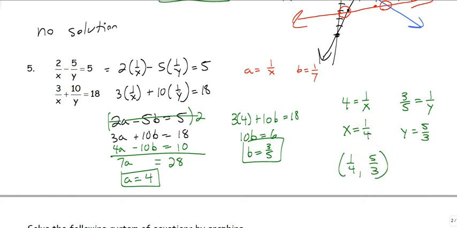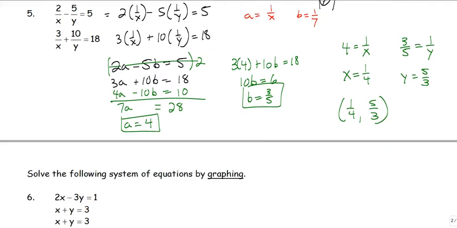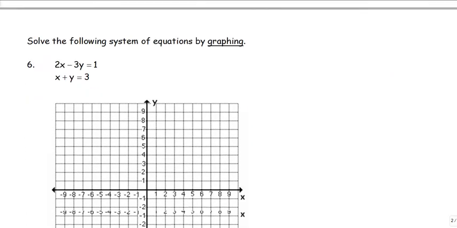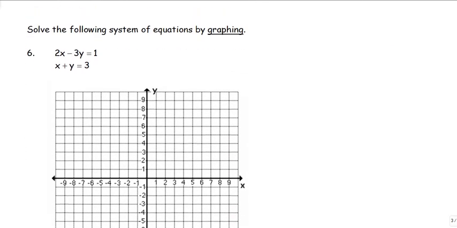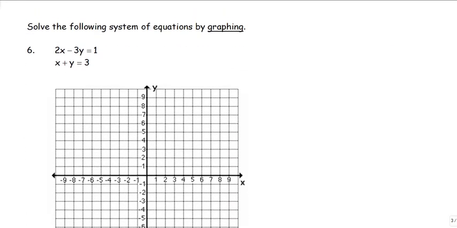Okay, again, plug in a and b instead of the 1 over x, 1 over y, solve, and then basically you flip them for the final answer. Alright, we'll do some practice on that. That's in worksheet 0.5 for you. Alright, solve this by graphing. Let's do that real quickly.